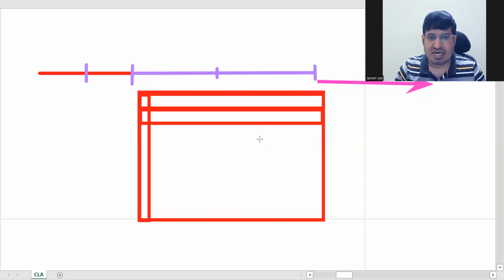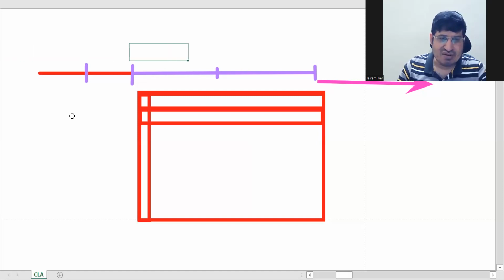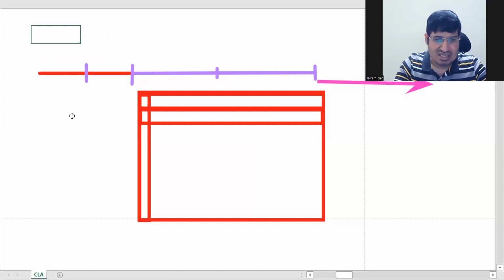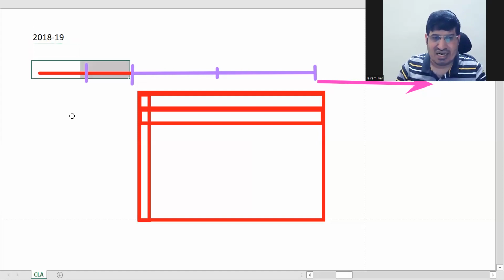Yeah, Ronak, you want some dates, so I'll give you some dates. Let us say this red line here is 2018-19. That is, 1st April 2018 to 31st March 2019. This red line fully.